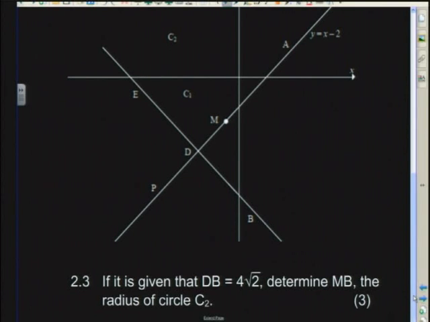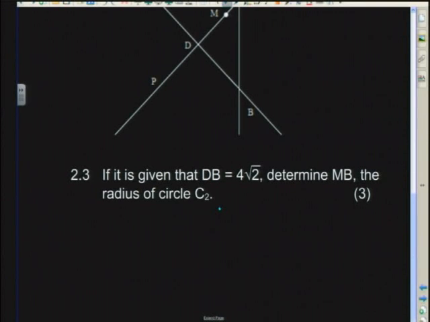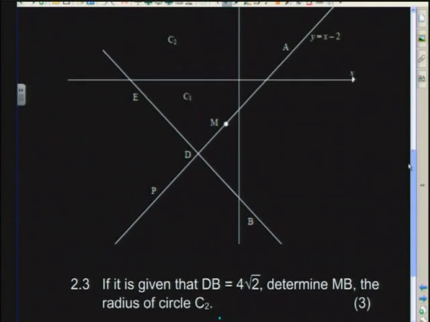Okay, they then say it is given that DB is 4 root 2. Determine MB, the radius of circle C2. All right, so they've given you DB, the distance from there to there, which is 4 root 2, and they then want MB.